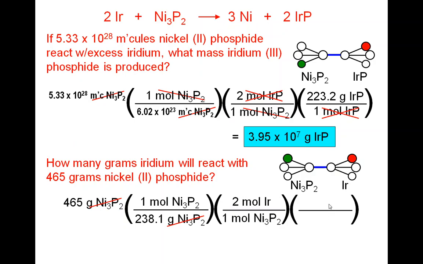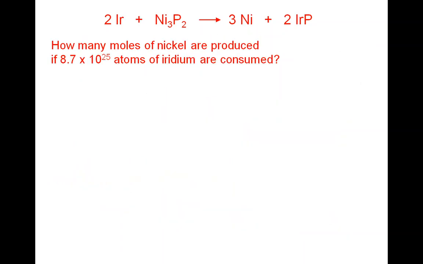Moles of iridium on the bottom. Grams of iridium, which we just said was 192.2, on the top. There we go. 465 times 2 times 192.2, smash the enter button, divided by 238.1, do a little dance. You got 751 grams of iridium. It's not that bad, is it?